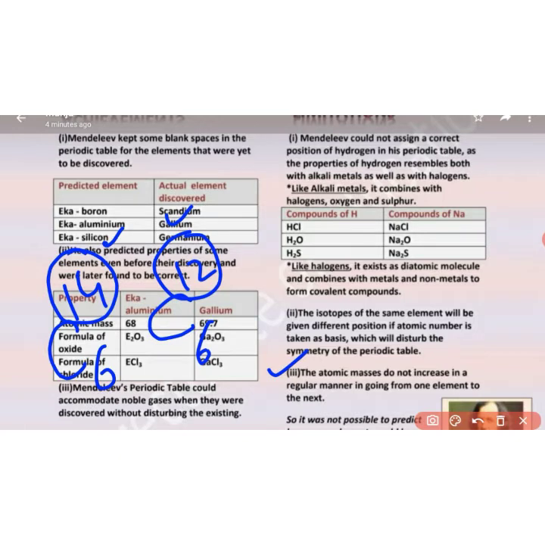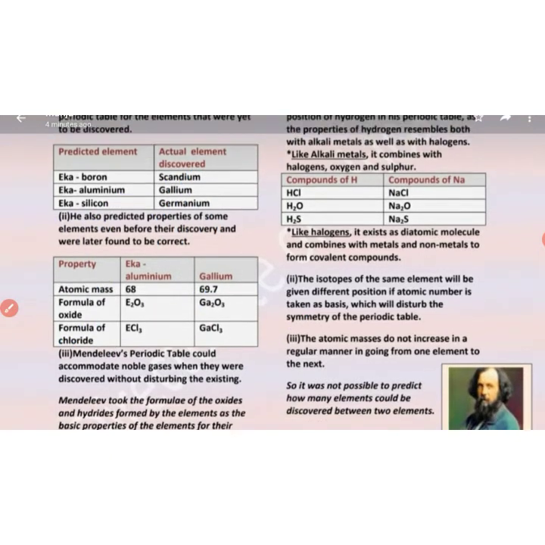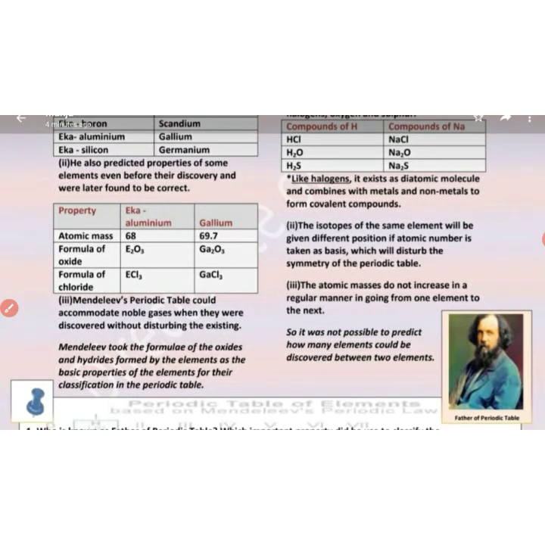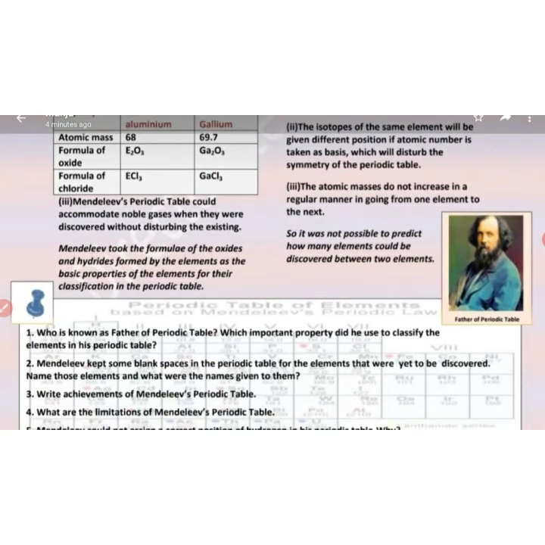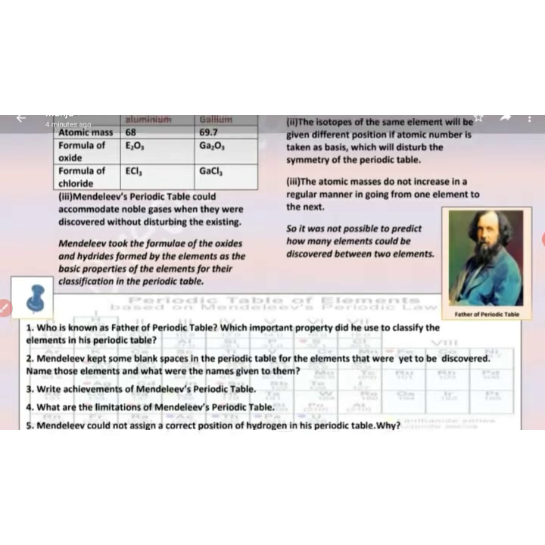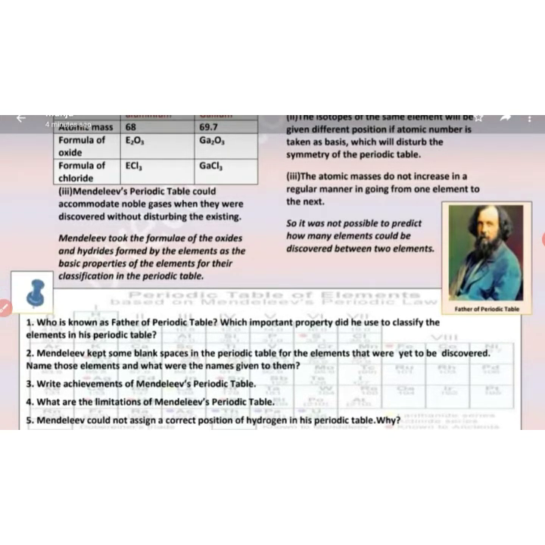And the third limitation is that the atomic masses do not increase in a regular manner in going from one element to another, and so it is not possible to predict how many elements could be discovered between two elements. So these are the limitations and achievements of Mendeleev's periodic table. Now we'll see the first question: who was known as the father of the periodic table?